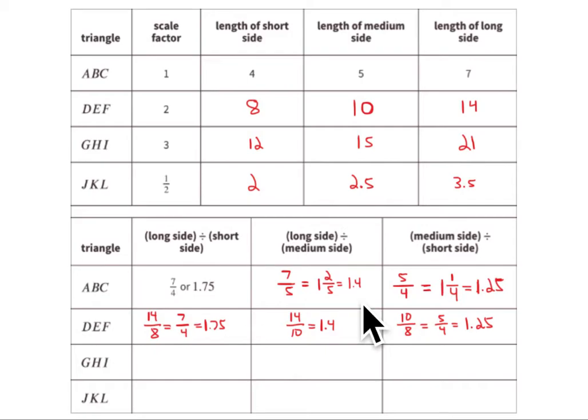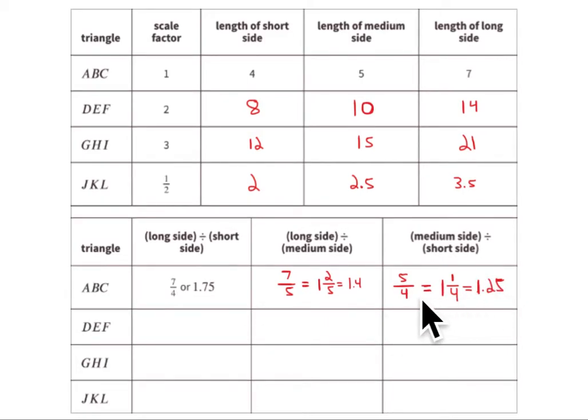And how about the medium side compared to the short side? Well, that's 1 1/4. The medium side is 5 units. The short side is 4 units. So it's 1 unit, 1/4 longer. It's 1 out of those 4 units longer. So it's 1 1/4 times as long, or 1 25/100.